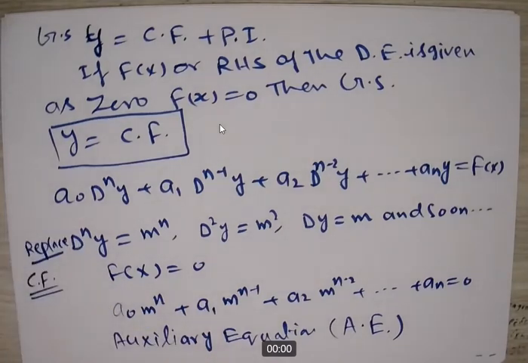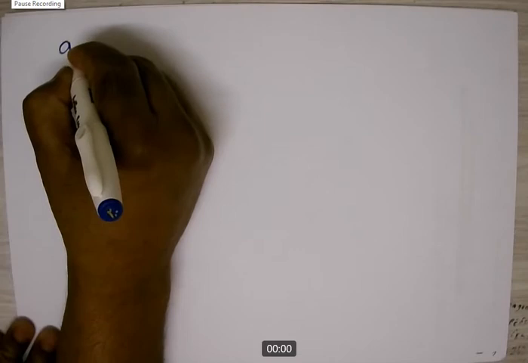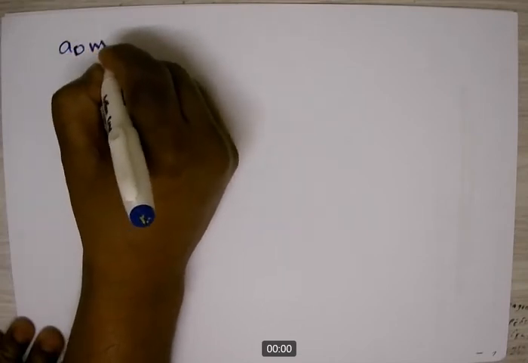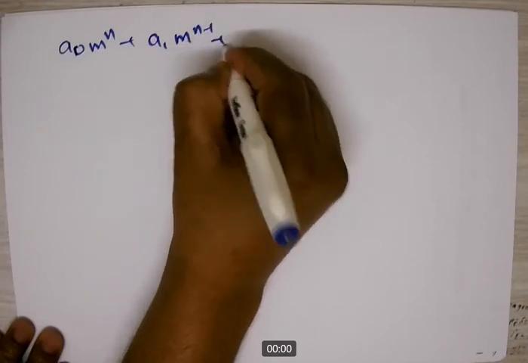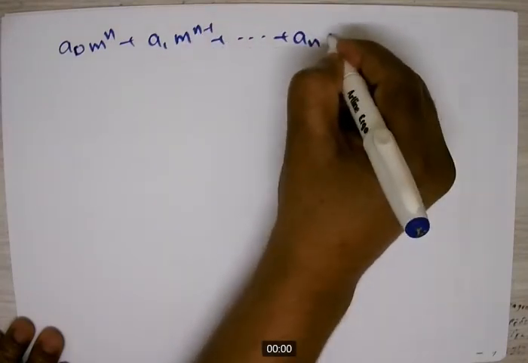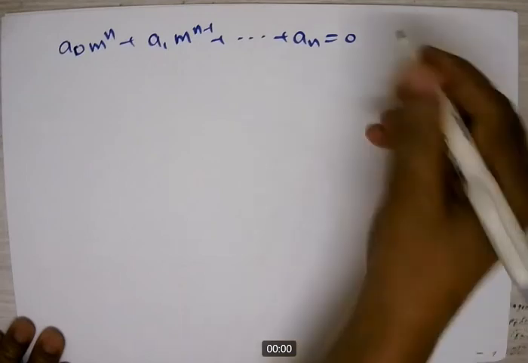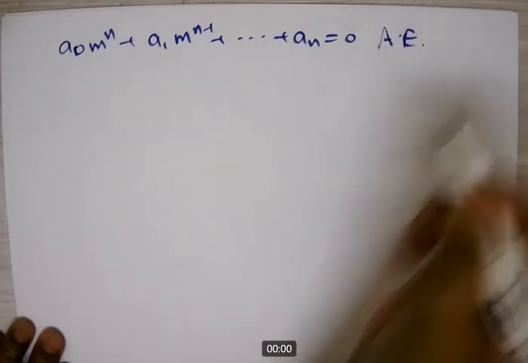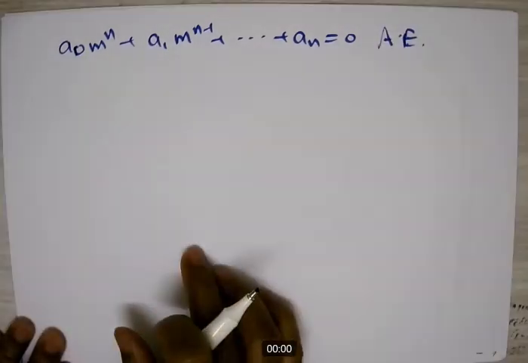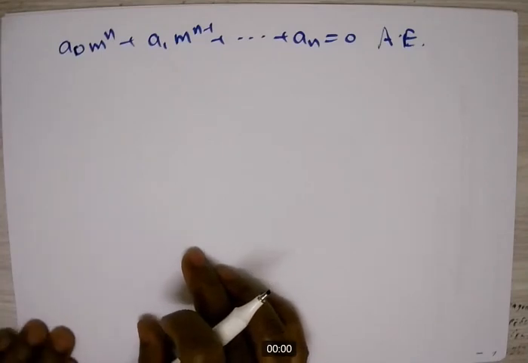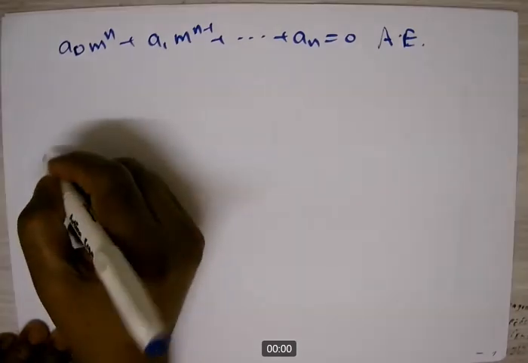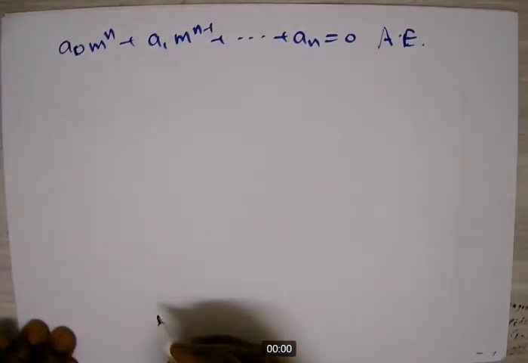So the auxiliary equation means you have to write a naught m to the power n plus a1 m to the power n minus 1 plus and so on plus an equal to 0. This is called the auxiliary equation. It is nothing but the algebraic form. That means you have to factorize it and you will get the values of m.